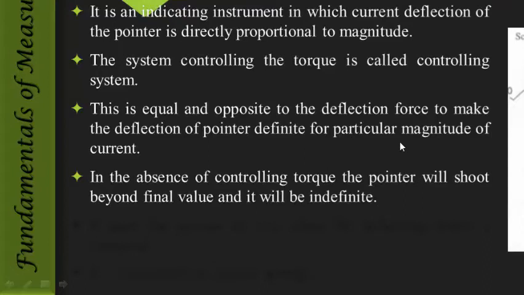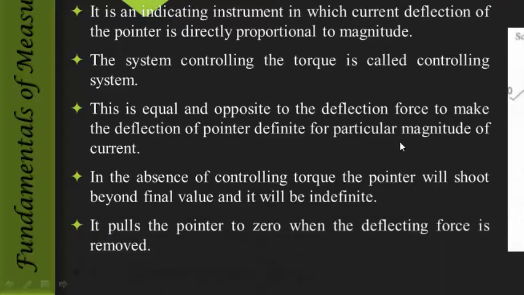So the controlling torque also does another operation. When the input current is removed, what happens? The pointer should move back to 0. So this controlling torque makes the pointer move back to 0. This is the other function of controlling torque. That is why it is called restoring torque.